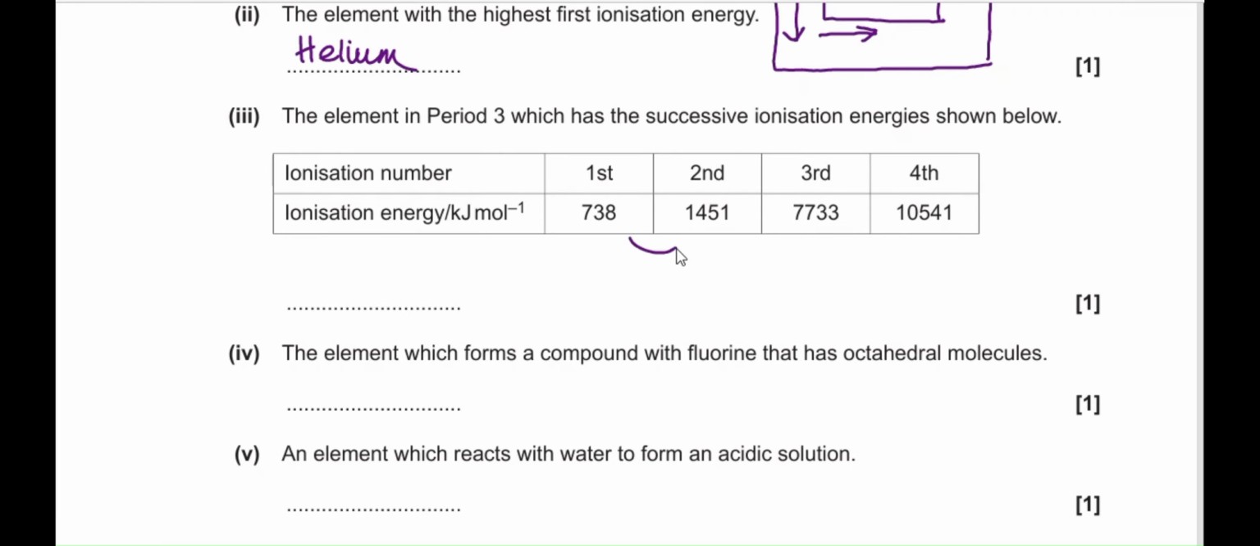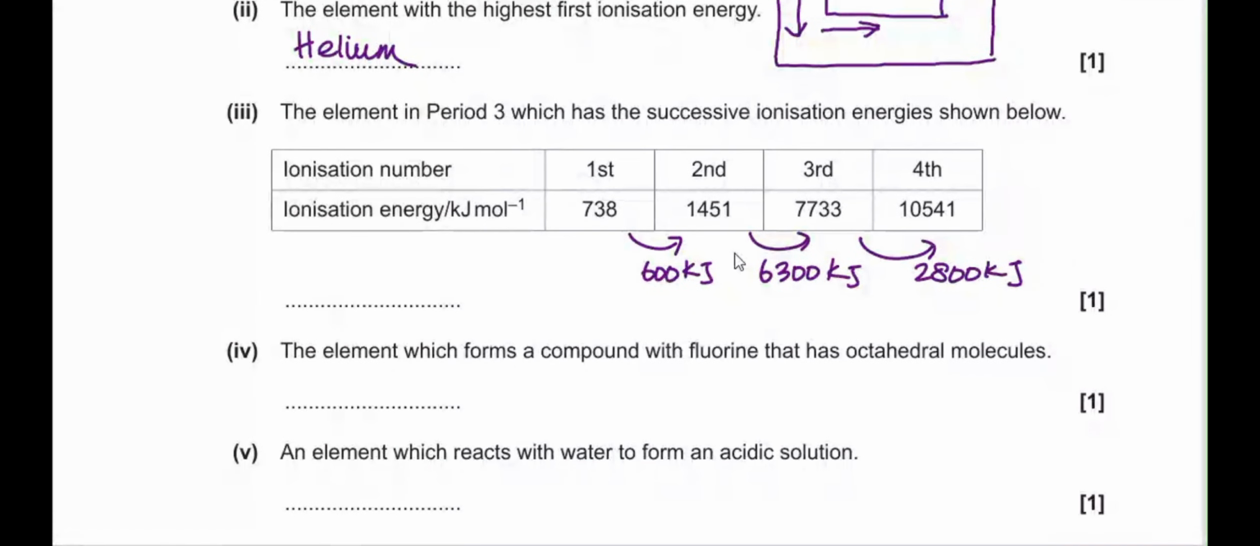So here the difference is 600 kJ. Here the difference is 6300 kJ. And here the difference is 2800 kJ. This means that after the second electron, the third electron in the atom of this element is in the next previous shell, requiring a much bigger quantum of energy to remove it. This suggests that in the outermost shell of this particular element, it has 2 electrons, and as it is in period 3, it must be magnesium.